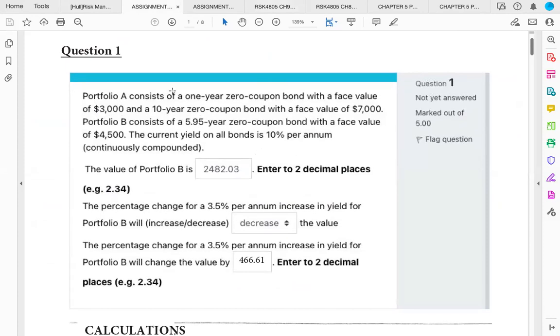Okay. So the first thing we were asked to do with this particular question, we were asked to calculate the value of a particular bond portfolio, right? And we were told that the portfolio that we wanted to calculate the value of is portfolio B. And portfolio B consists of a 5.95% zero coupon bond with a face value of 4,500 and a current yield of 10%.